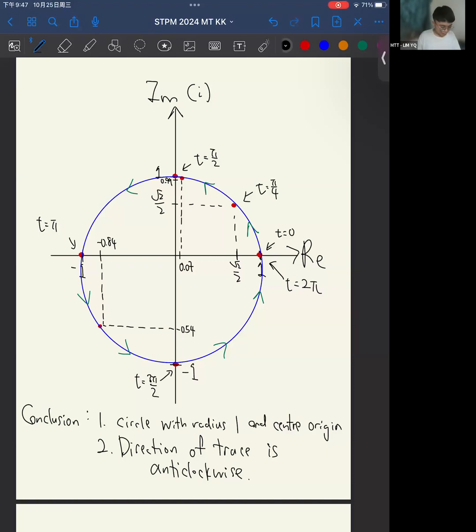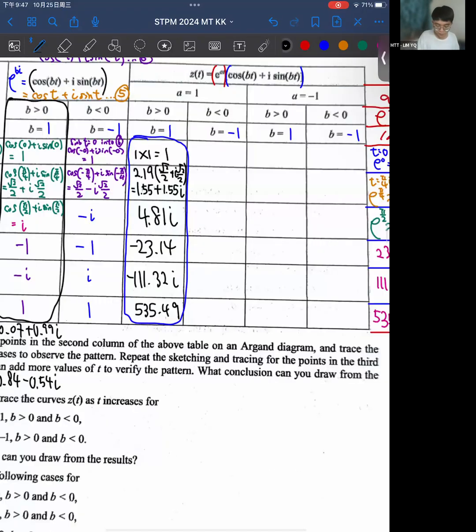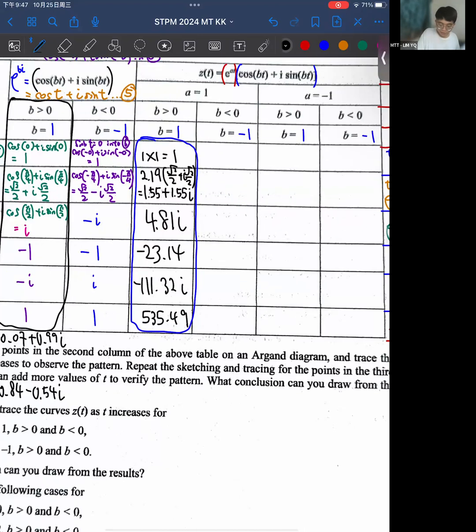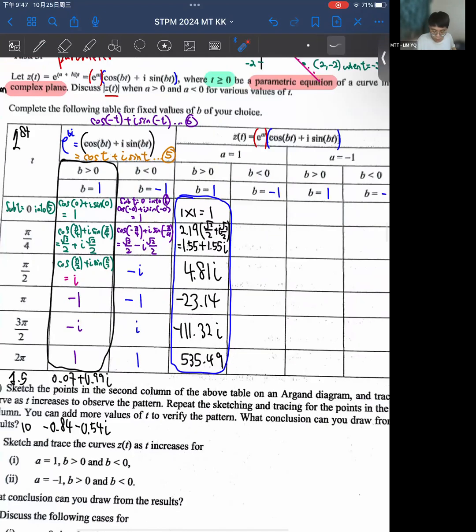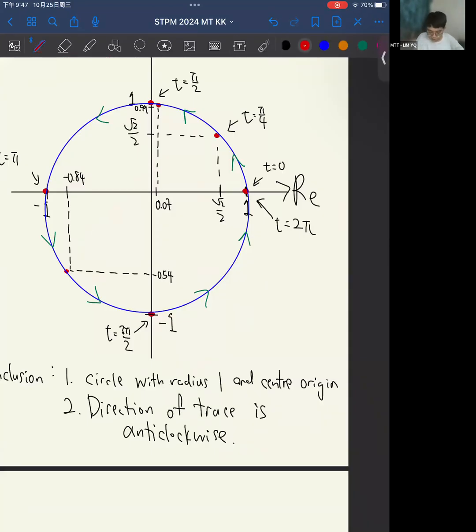Okay, done for this part already. Now I want you to verify by yourself the second column, the third column. They want you to repeat. For the third column, you will draw again for this one, in a very similar way; however, the conclusion is different. Still a circle like that. That kind of circle, we have another name. We say it's a unit circle. Unit circle simply means radius 1 and origin center.